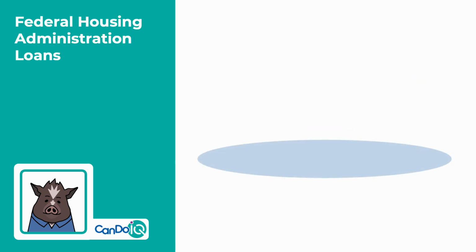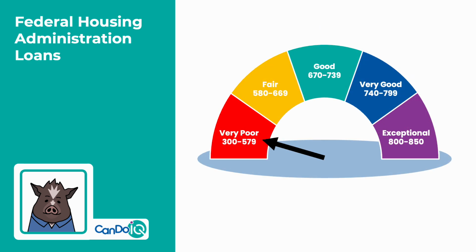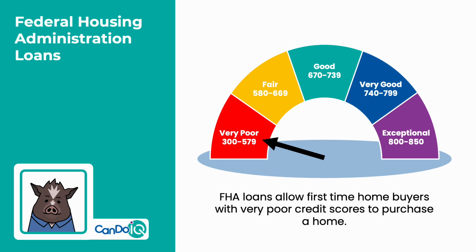Federal Housing Administration loans are a great option for first-time homebuyers and buyers with low credit scores because they only require a 3.5% down payment and approve lower credit scores. A credit rating of 500 is the minimum that can be accepted for FHA loans.